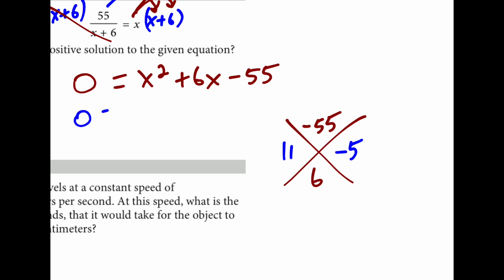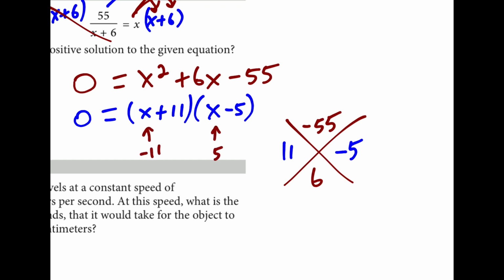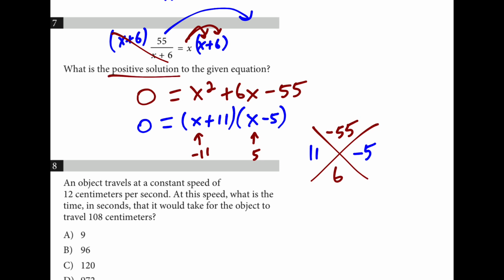So I can rewrite this right side of the equation as x plus 11 times x minus 5. This is an equivalent form, or the factored form. And when is this equal to 0? When you plug in a negative 11 or when you plug in a positive 5? They want to know the positive solution. So the answer is just 5.